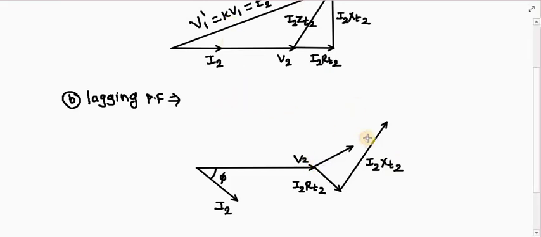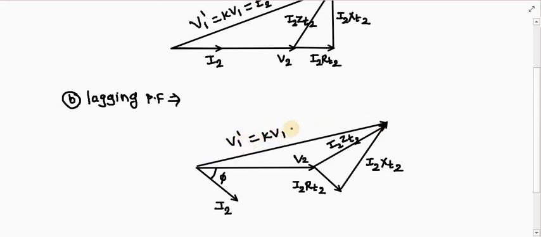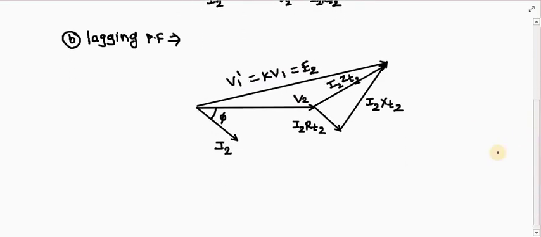Then vector addition of both is nothing but your I2 ZT2, and vector addition of V2 and I2 ZT2 is nothing but your V1 dash, which is equal to KV1, which is equal to E2. Okay, this is the phasor diagram for lagging power factor. Now let us draw the phasor diagram for leading power factor.